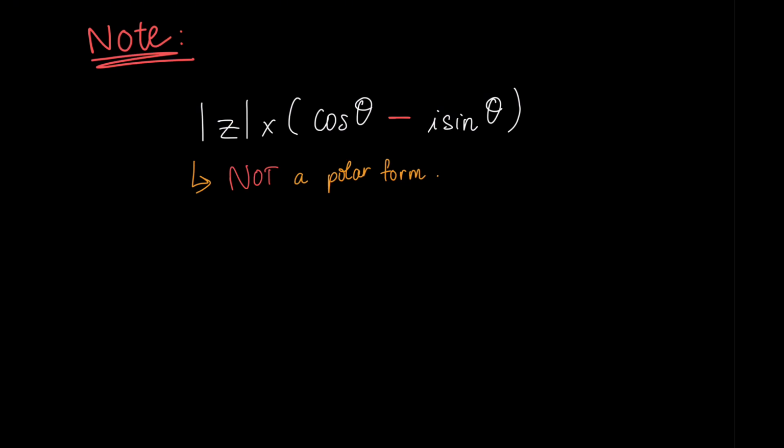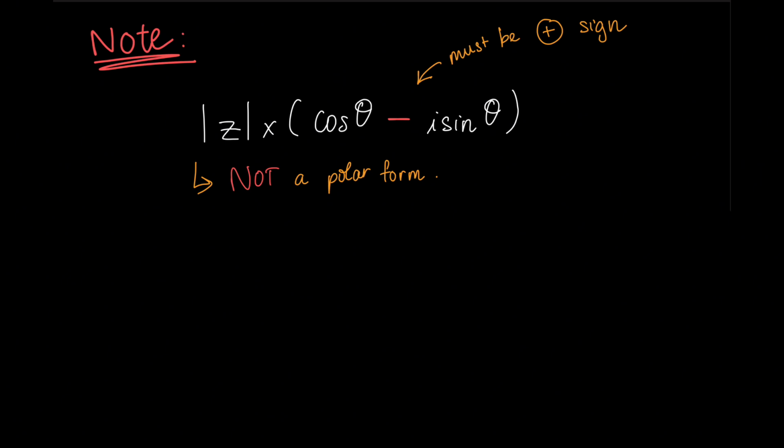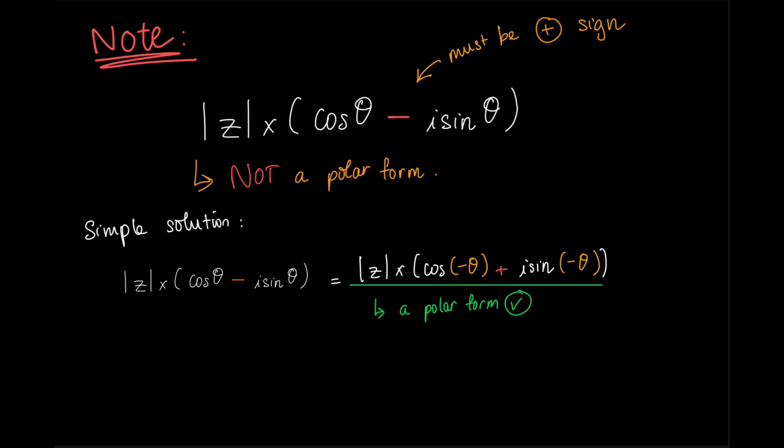One thing to note about polar form is the sign between cos theta and i sine theta. Here you can see there's a negative sign between them, making it not a polar form, since a proper polar form has to strictly have the positive sign. And there's a simple solution on how to convert this into a proper polar form. Here you can see cos theta minus i sine theta is equal to cos negative theta plus i sine negative theta. Here we have a proper polar form.